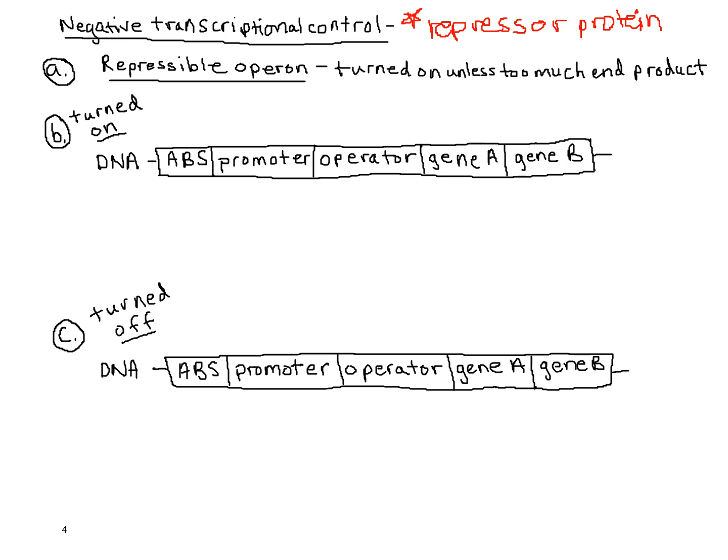Okay, so the second part of the question would be, well, how would this repressible operon be turned on if it's under negative transcriptional control? So this would be part B of our question.